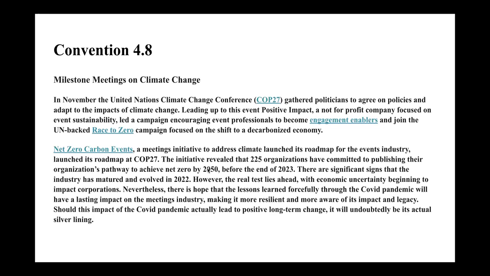And the last one for the lecture is that continue for changes, right? Okay, again, basically the United Nations Climate Change Conference, or COP27 here, gathers politicians to agree on policies and adapt to the impact of climate change. Okay, so we are going to focus on climate change and leading up to event positive impact here. And a not-for-profit company focusing on event sustainability led a campaign encouraging event professionals to become engagement enablers and join the UN-backed Race to Zero.